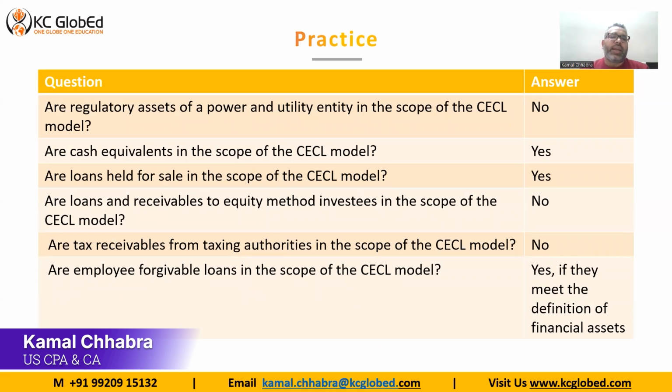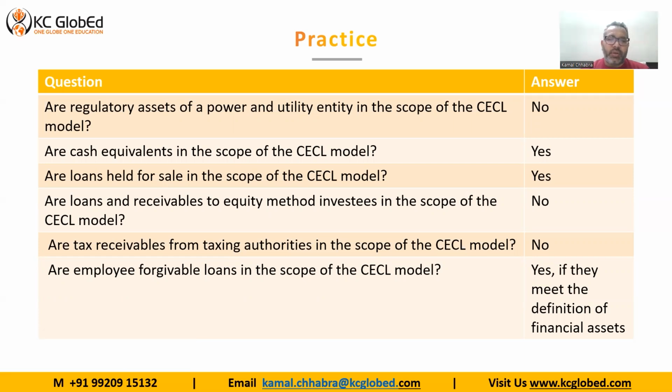Second question is, are cash equivalents in the scope of the CECL model? The answer is yes. Cash and cash equivalents are covered in ASC 326. Third is, are loans held for sale in scope of CECL? This we have also discussed. Yes. So loans held for sale, held till maturity, and available-for-sale debt securities are covered in ASC 326.